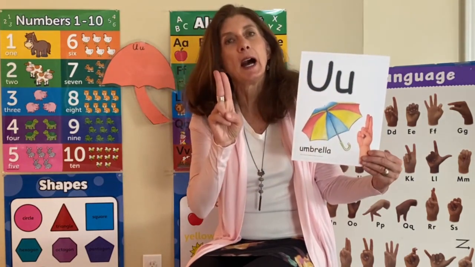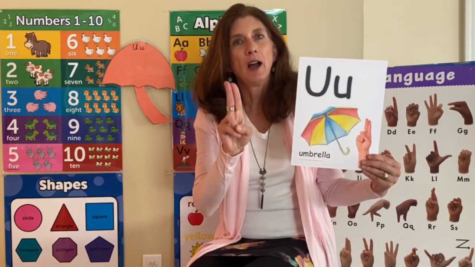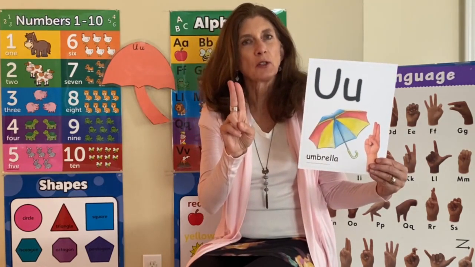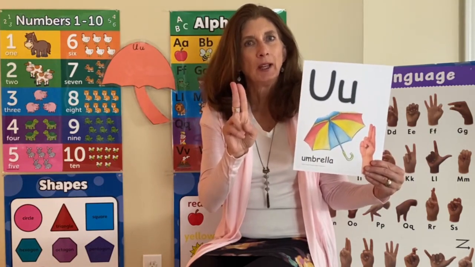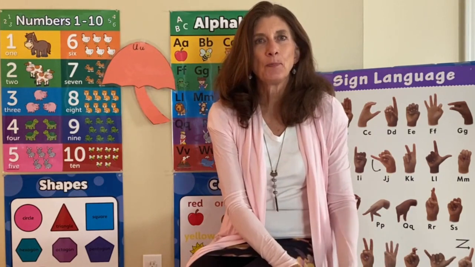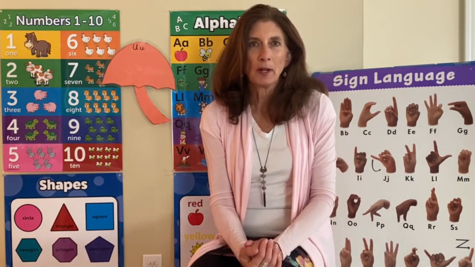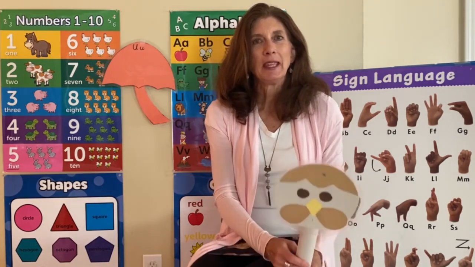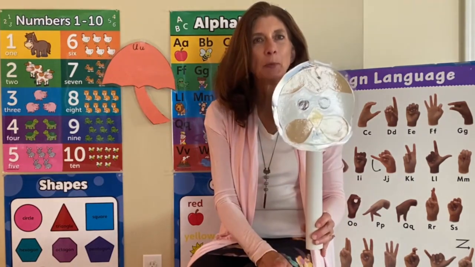U makes the sound, like umbrella. Umbrella starts with the letter U. Were you able to think of an animal that starts with the letter U? It's a very unusual one that we have for today. His name is an umbrella bird.